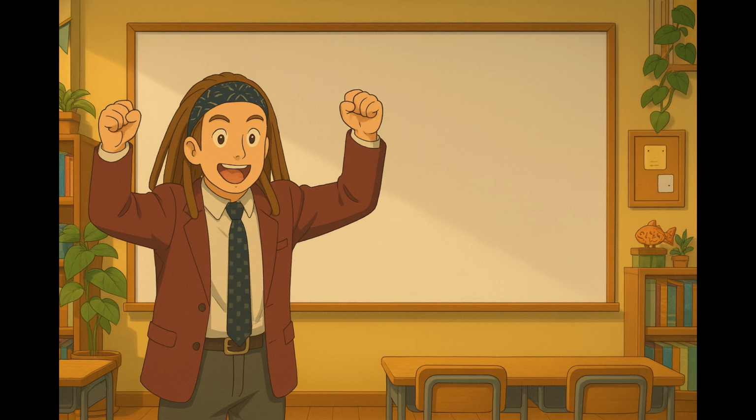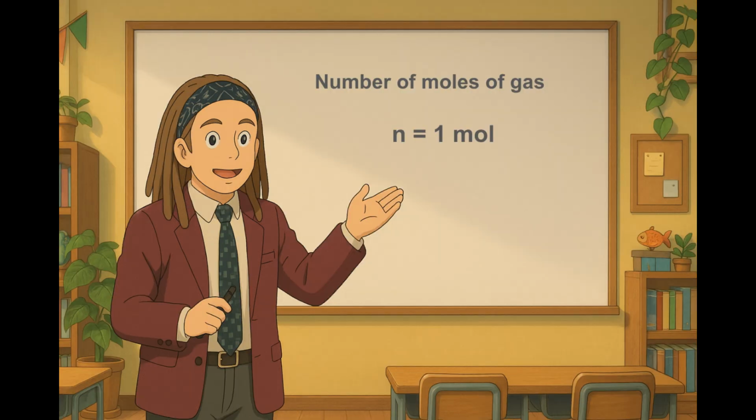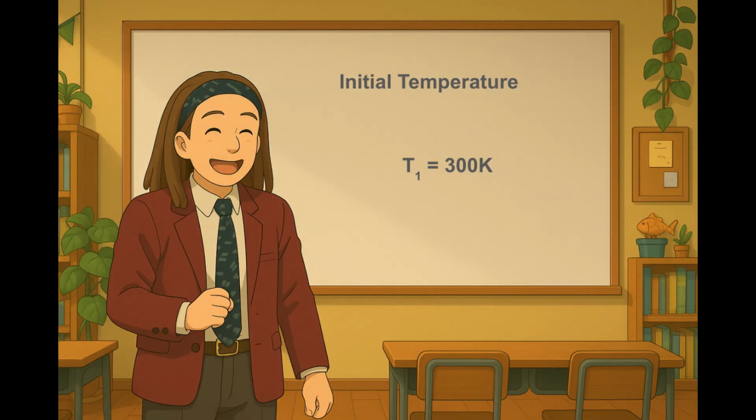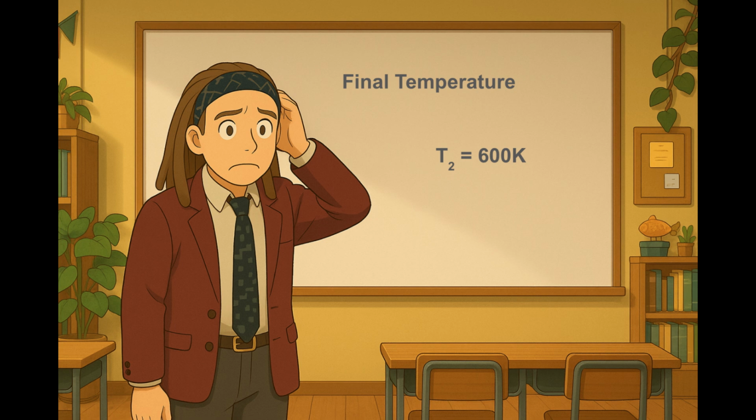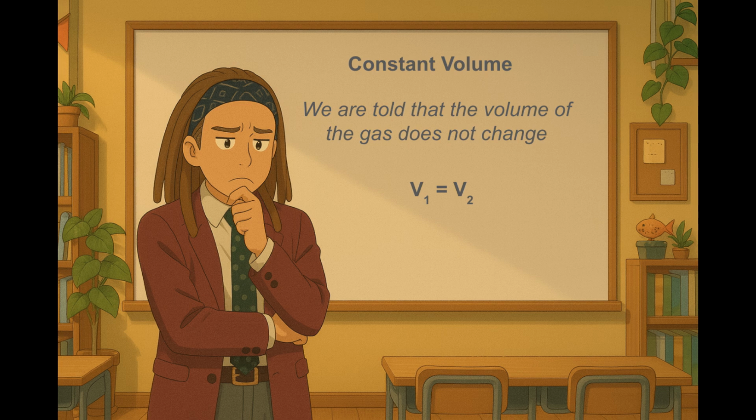Next, let's identify our key variables and constants. N. This is the number of moles of the gas, indicating the quantity of gas. For this problem, N equals 1 mole. T1, our initial temperature of the gas, which is 300 Kelvin. T2, our final temperature, 600 Kelvin. The critical condition here is constant volume. This means the volume of the gas, V, does not change throughout the heating process.